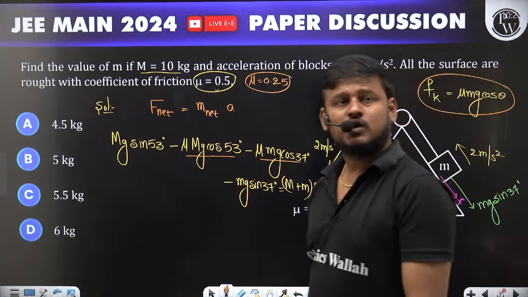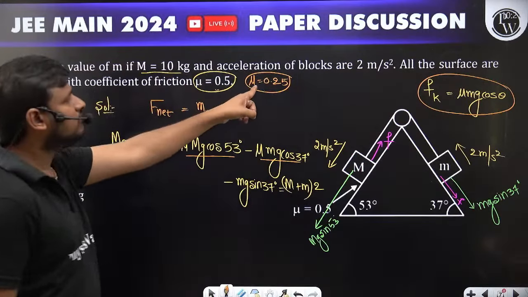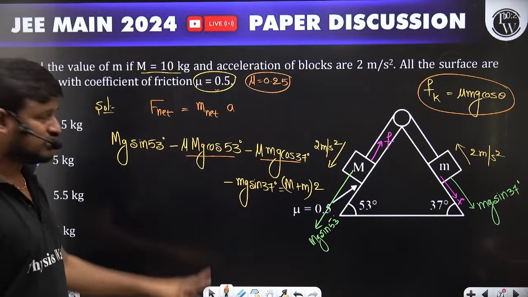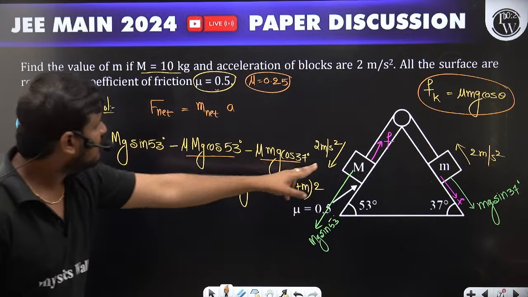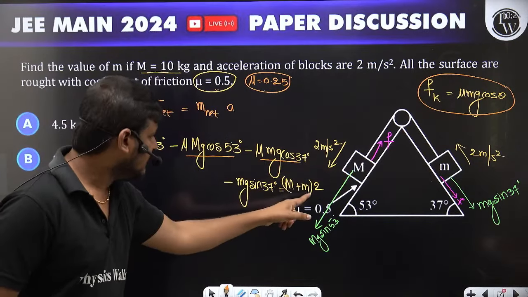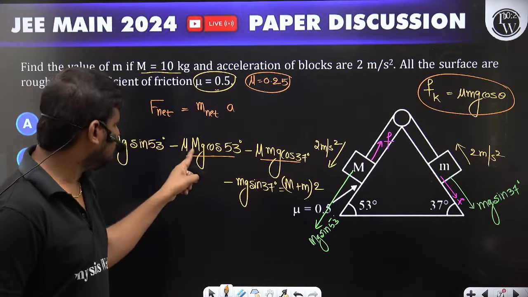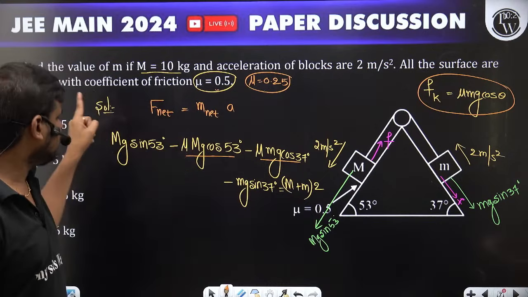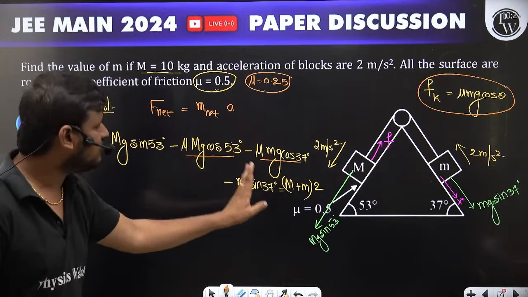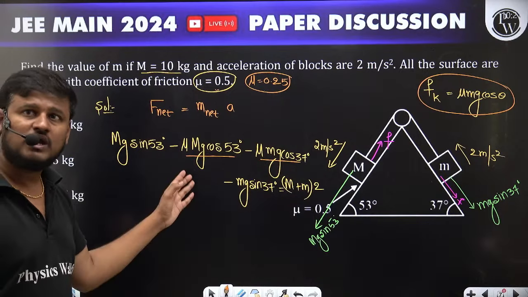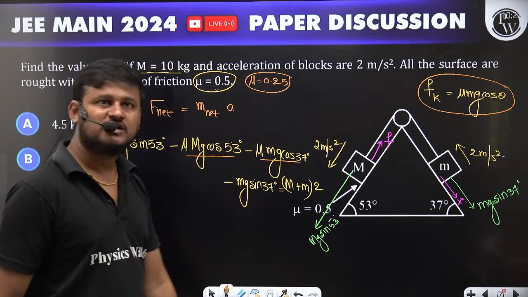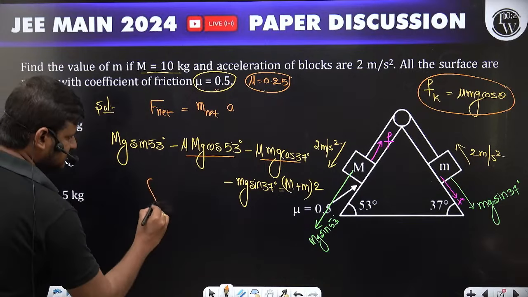Okay. So now you can take the mu value as 0.25 or 0.5. Then substitute. You know capital M, which is 10 kg. Now we have to find small m. We know the A, we know capital M, we know the g value, we know the mu value. What else? Sin 53, cos 53, cos 37, sin 37, you know. So the only unknown will be the small m. Okay. So you can find the small m.